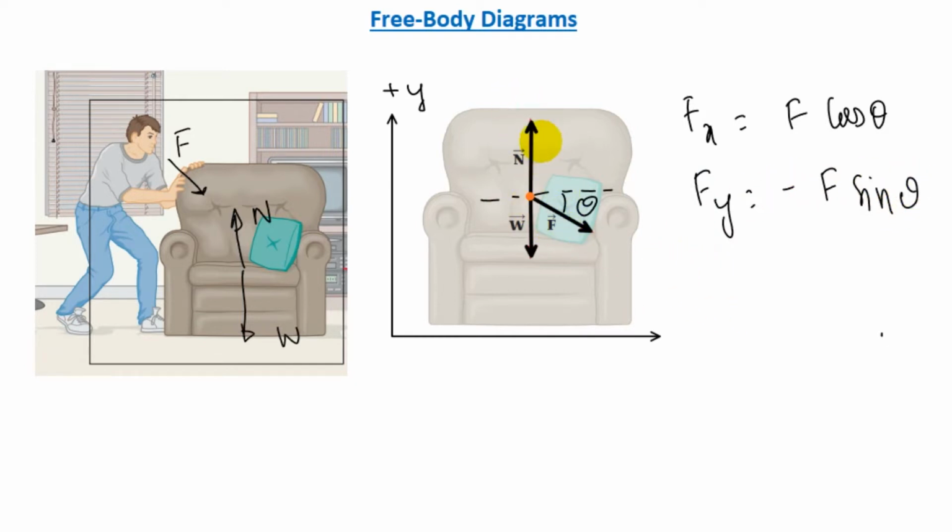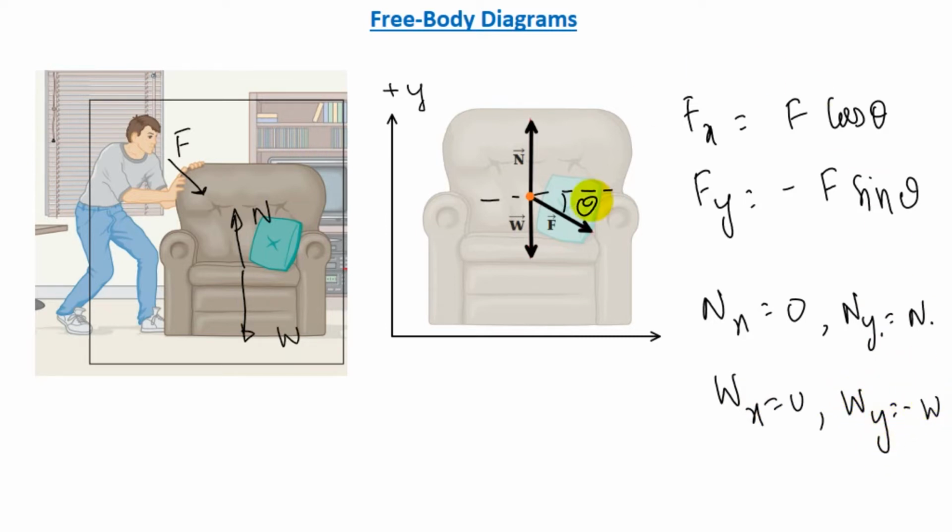Then for the second force, the normal force, Nx is 0 because there is no component along the x direction, and Ny equals N. Finally for the weight force, Wx is 0 and Wy equals minus W. So we have resolved all the forces into components. These are the basic 4 steps to draw the free body diagram.